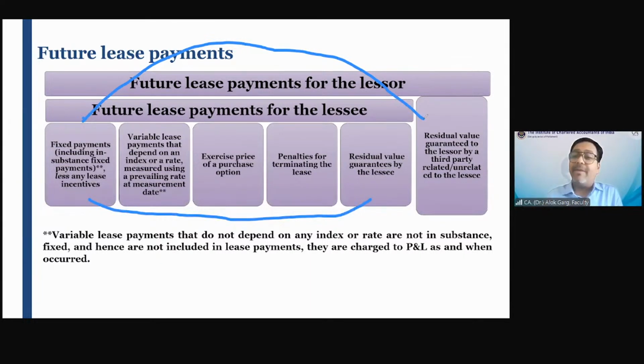But if it is not on the basis of an index or a rate, but if it is on the basis of production, output, turnover, usage, for example, lessor and lessee entered into a contract for leasing a factory and how the rentals are planned. So the lease rent for the factory is 1 lakh rupee per month plus 2% of the turnover. So what is the lease payment to be covered in Ind AS 116 in this case?